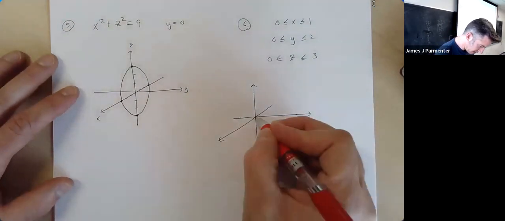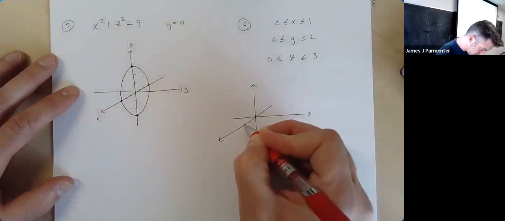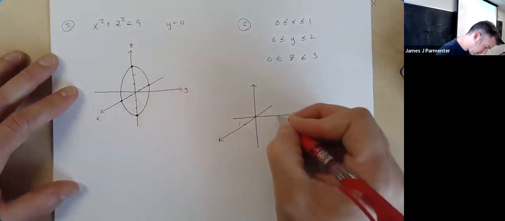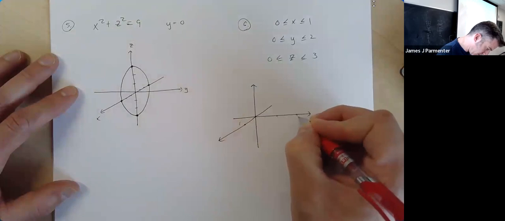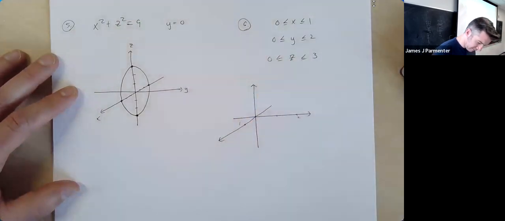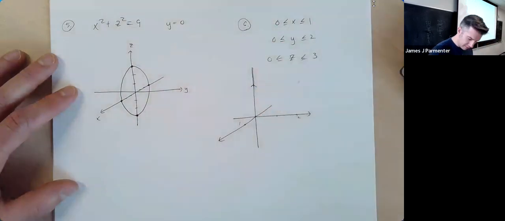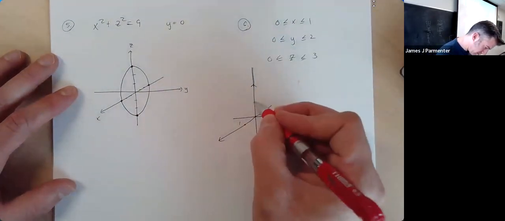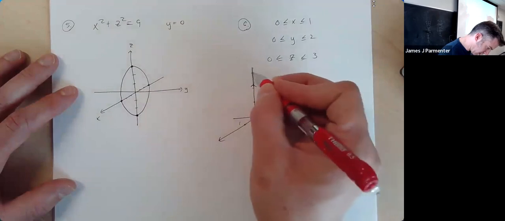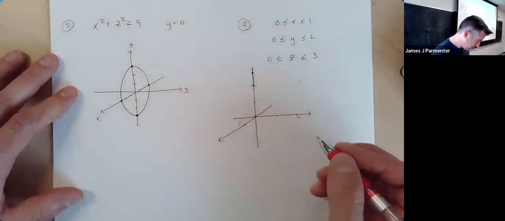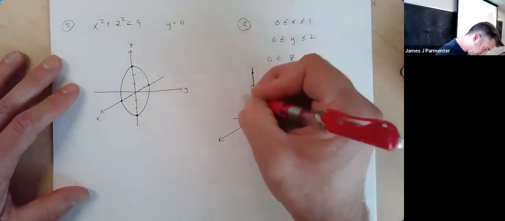So let's see here. X can go from 0 to 1. Y can go from 0 to 2. I didn't give myself enough X room here, at least not if I want to keep my scale the same. Z can go from 0 to 3. So I basically have just a cube.